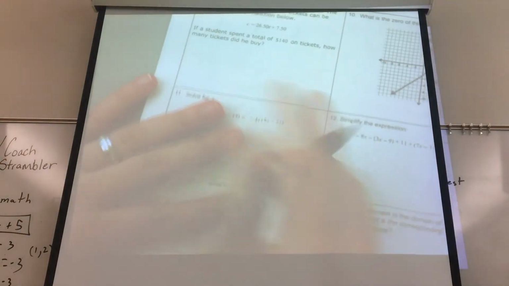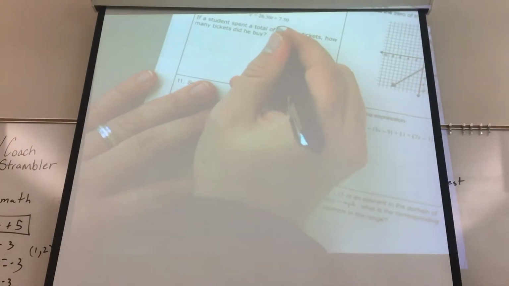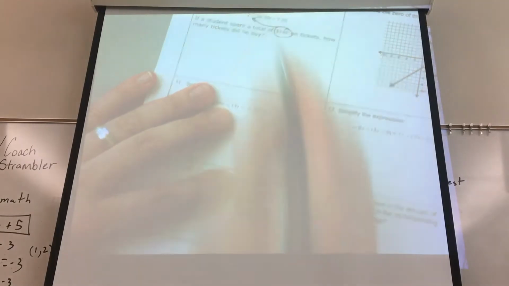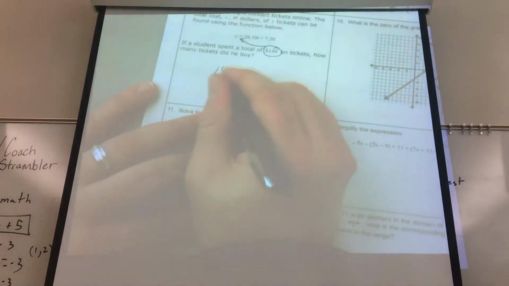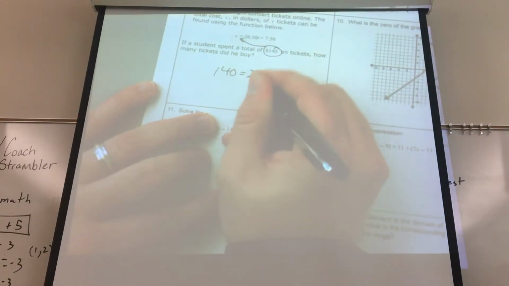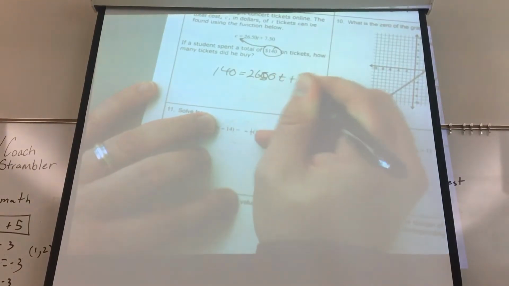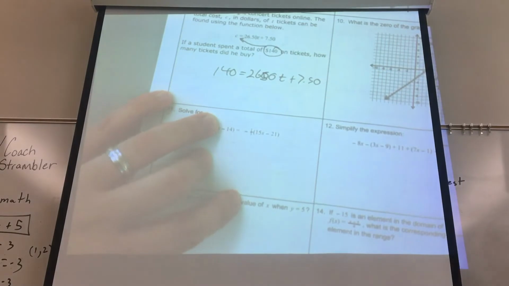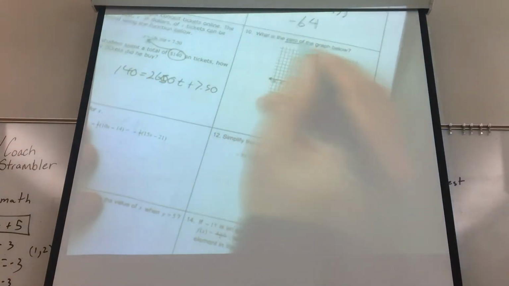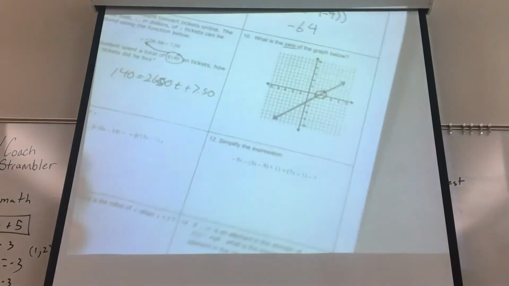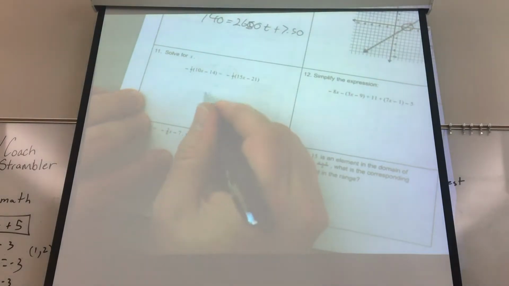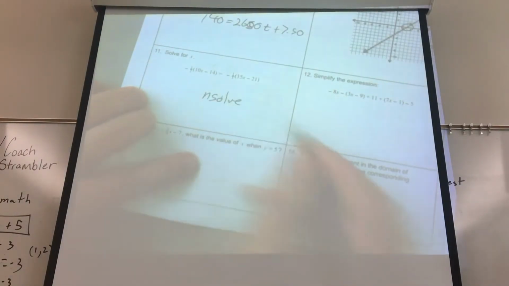The concert tickets online, if they give you the cost, it goes in for the cost. So 140 is equal to 2650t plus 750. That's another numerical solve. The 0 is the x-intercept, it's here. Solve for x, this is another numerical solve.